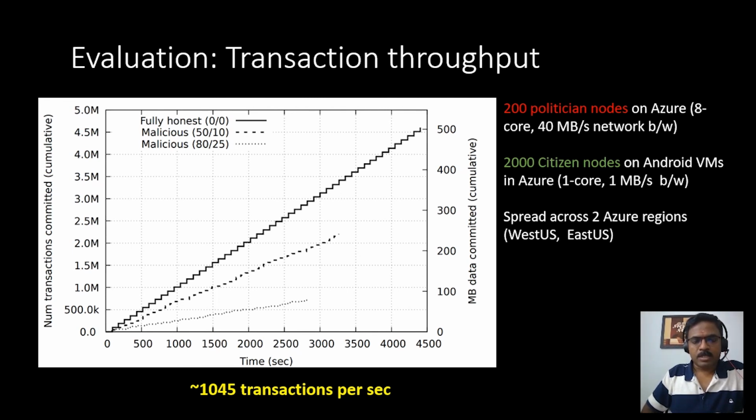The other observation here is that although this experiment is run only on 2000 citizens, we expect the performance to be the same even when there are 1 million citizens, because as we saw a few slides before, the number of citizens that are involved for a given block remains fixed regardless of the total number of participants.